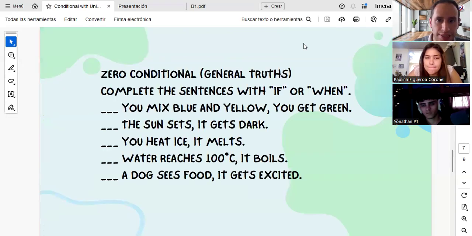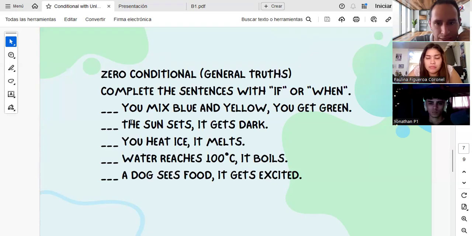So, zero conditional, general truth. Complete the sentences with if or when. Paulina, please go ahead. If you mix blue and yellow, you get green. Okay, actually, both are possible, right? Because we are sure that if you mix blue and yellow, you get green. So when you, or if you, both are possible. Okay, thank you so much.